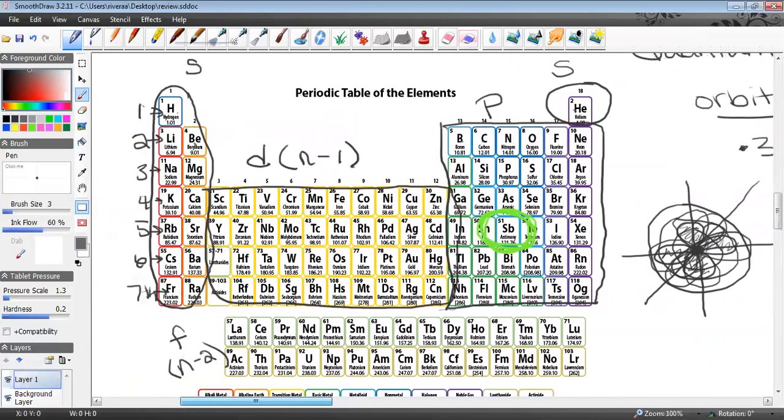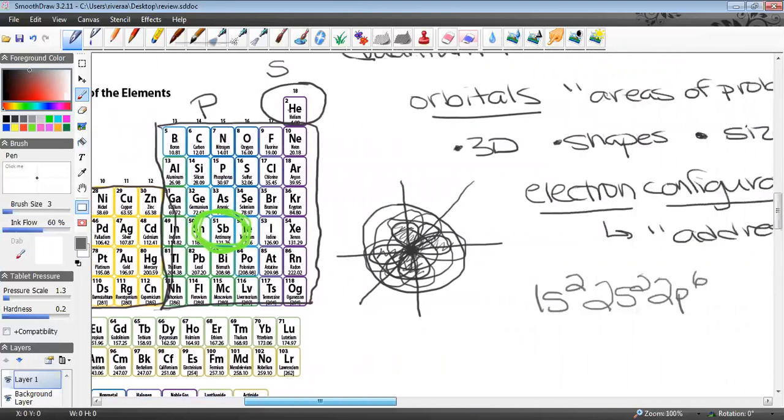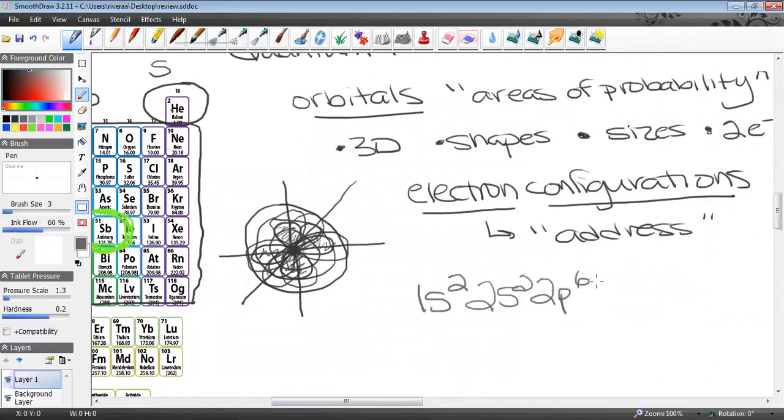Okay. And then what comes after the 2p comes the third energy level, 3s. And after that, keep going across, is going to be the 3p. 1, 2, 3, 4, 5, 6. 3p6. So what did I say? 3s2, 3p6.